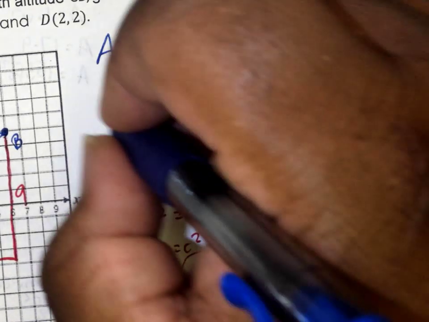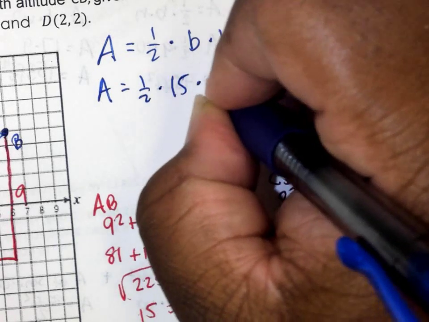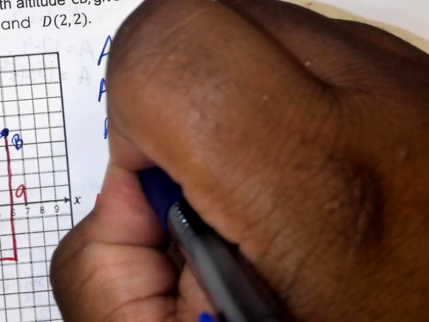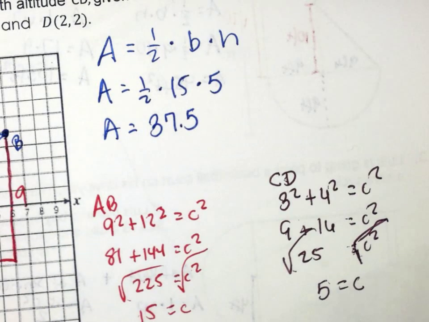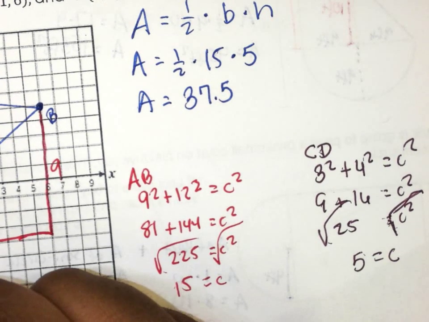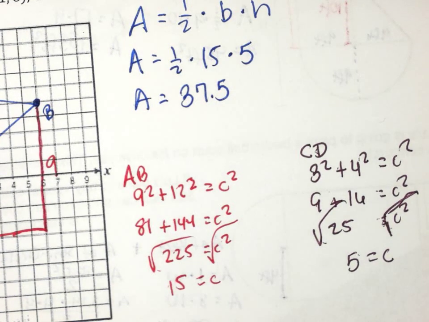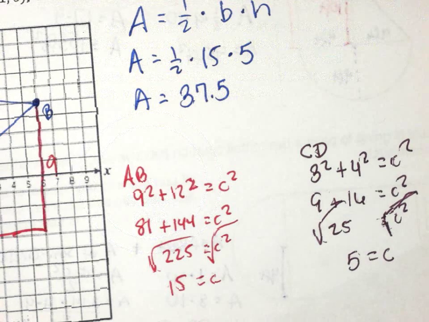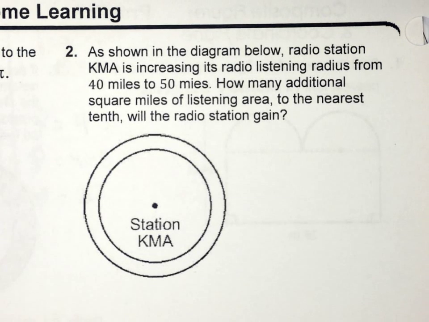Using those in the formula, A equals 1 half times my base 15 times my height 5. A equals what? 37.5. All right. The practice is not too dissimilar from this, so you should be fine. So I'm on home learning. I'm doing number 2 as that example for you. It's the only one I'm doing.